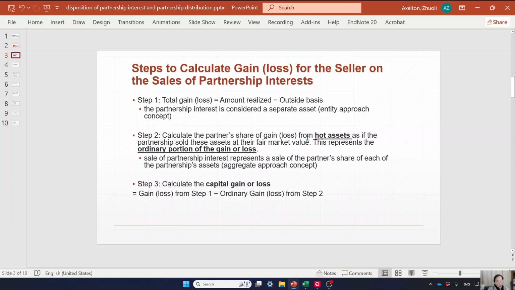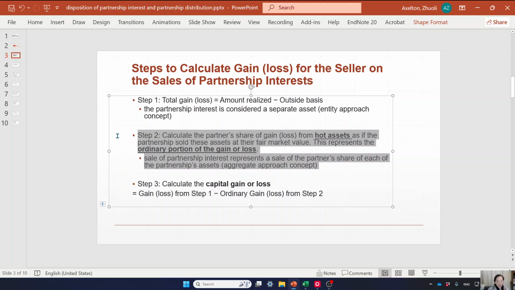Then the second step, which is really the key here, is calculating the partner's share of gain or loss from the hot assets as if the partnership sold those assets at their fair market value. This portion represents the ordinary income or loss. And once we figure out step two, the remaining gain or loss will be treated as capital gain or loss. So really the key step in this calculation is step two.